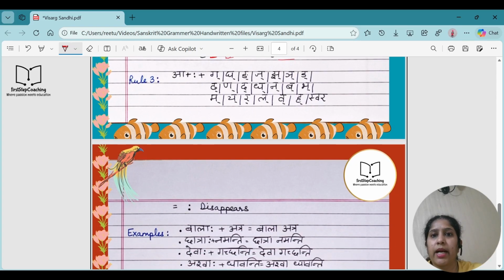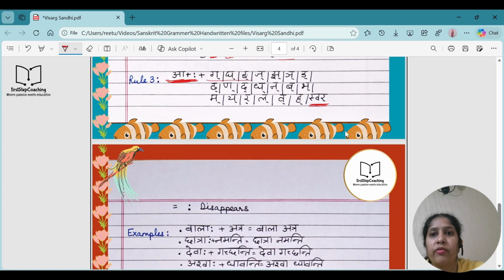Now the third rule says that if the first word is ending with a and a visarg. Previously we have done a and a visarg, now it is a and a visarg. Then what will happen? After that, the second word is starting with any swar. Okay, there can be any swar.